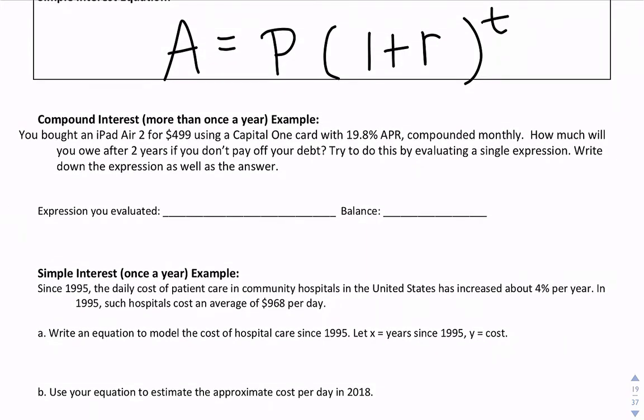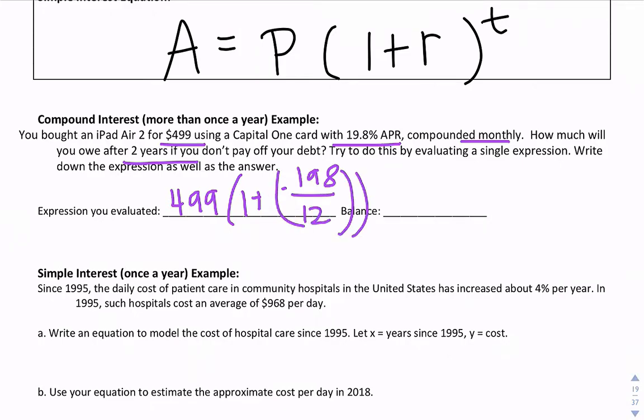You bought an iPad Air for $4.99 using a Capital One card. It gives you 19.8 APR compounded monthly. How much will you owe after 2 years if you don't pay off your debt? Okay, so this one starts at $4.99. Our interest is increasing at 0.198, but we're compounding it monthly. Is it monthly? Yep. And then 12 times 2 for 2 years.